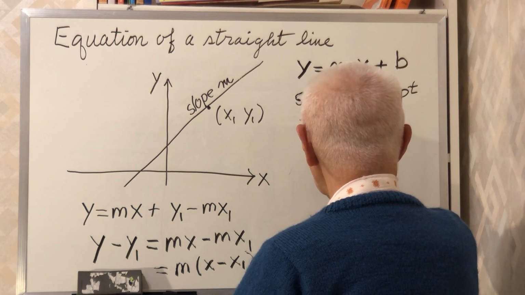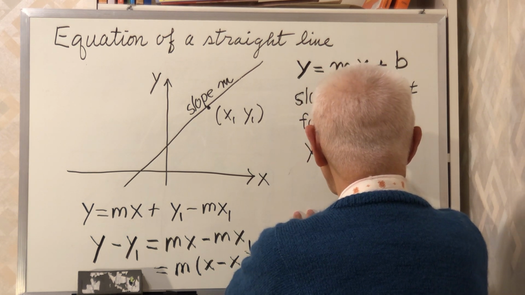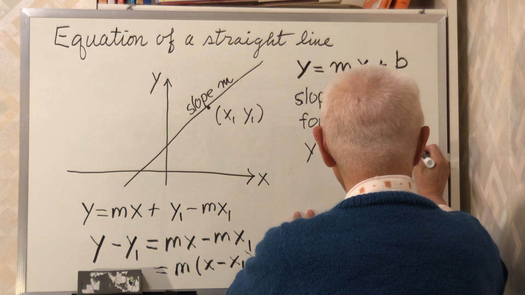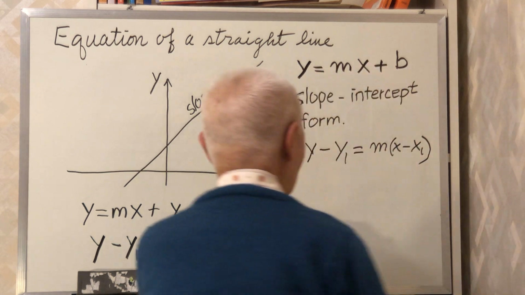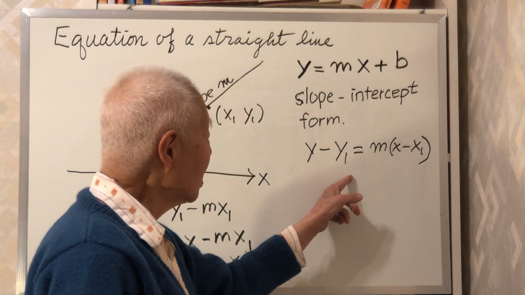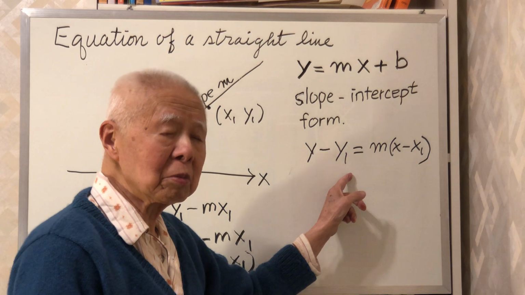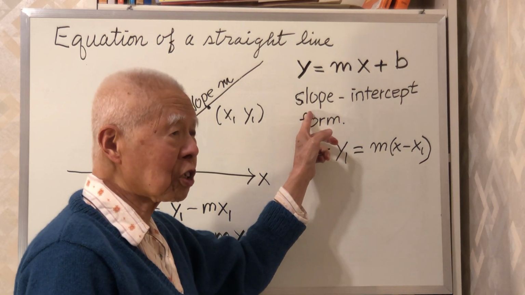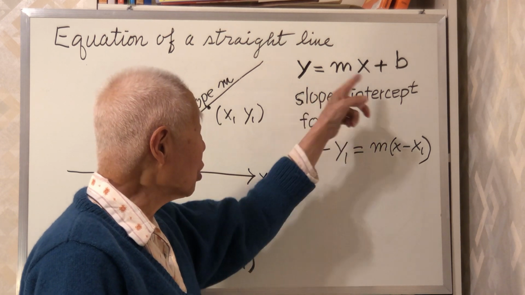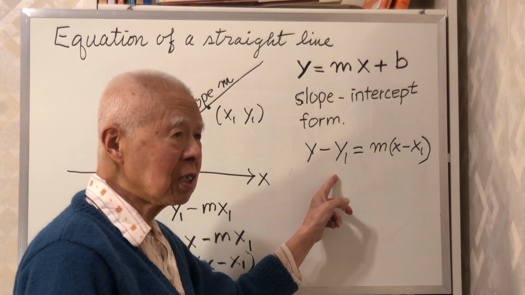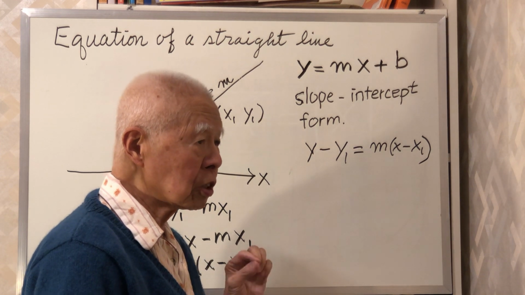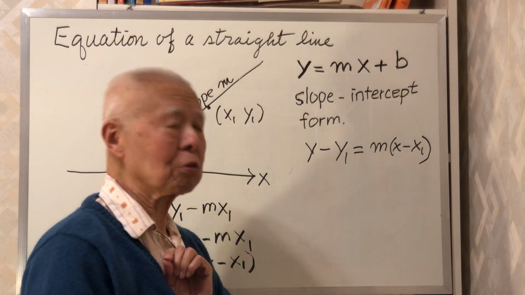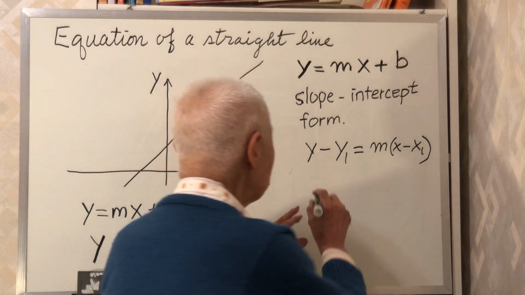Y minus y1 is equal to m times x minus x1. There is a name for this equation, just like there is a name, slope-intercept form, for the other equation. The name for this is called point-slope form, because I have a point and I have a slope. So it's called point-slope form.